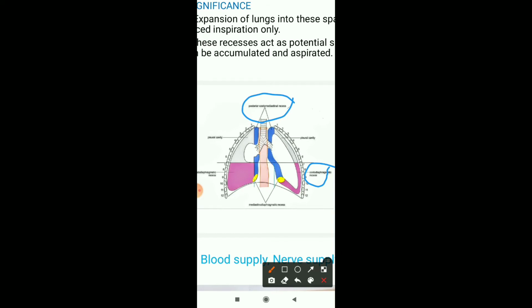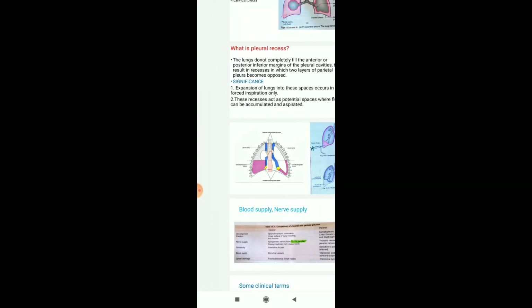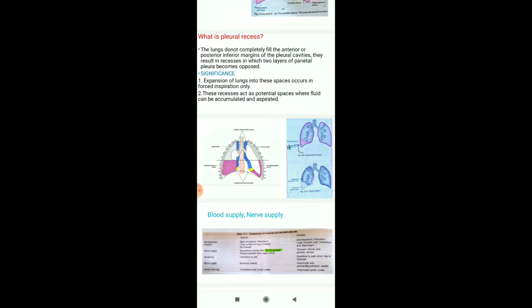So what is the significance of these pleural recesses? Expansion of lungs into these spaces occurs in forced inspiration, as already said, and these recesses act as potential spaces where fluid can be accumulated and aspirated. Here you see that two terms are given. First, accumulation, and second, aspiration.